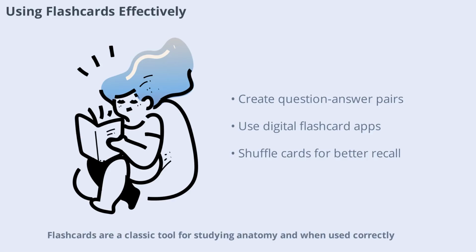Flashcards are a classic tool for studying anatomy, and when used correctly, they can dramatically improve your recall. Write questions on one side and answers on the other, focusing on key facts like muscle origins, insertions, or nerve pathways. Digital flashcard apps can also randomize cards and track your progress. The key is to review them regularly and shuffle the order to avoid memorizing patterns. Flashcards are portable, making it easy to study on the go, whether you're commuting or taking a break.